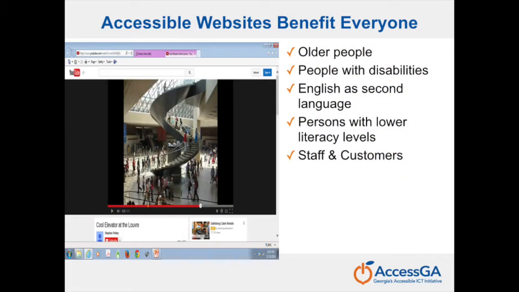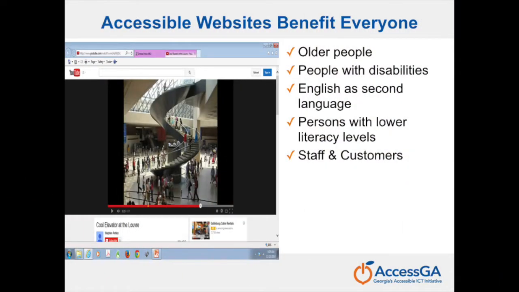So we talked about older people, people with disabilities. Who are some of those other folks that we know about? People where English is their second language. If sites are designed with them in mind, and you've got things like captioning for your videos, that's going to help people who need that as well. And persons with lower literacy levels are going to benefit from it, and all your staff and customers.